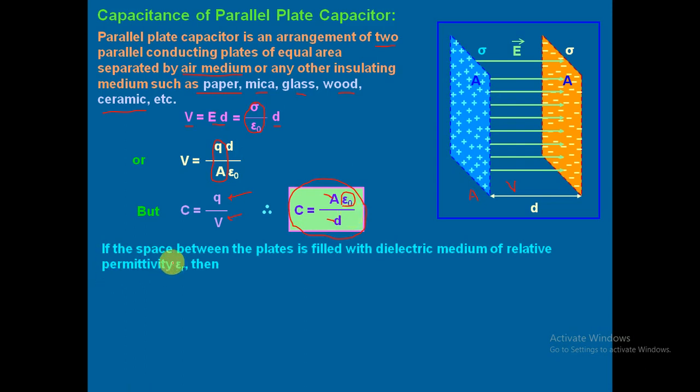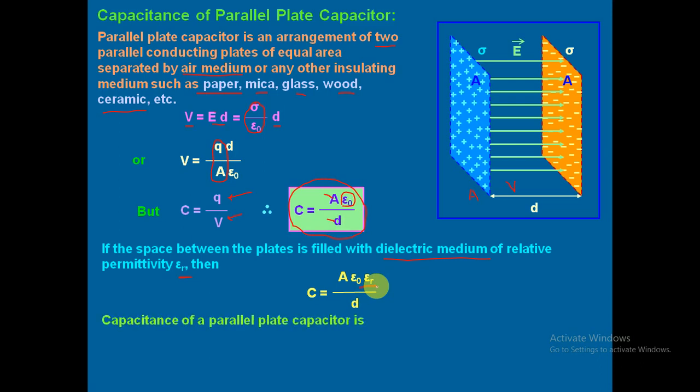If the space between the plates is filled with a dielectric medium of relative permittivity epsilon R, or some other medium whose permittivity is epsilon, then we know that epsilon is replaced with epsilon naught epsilon R.